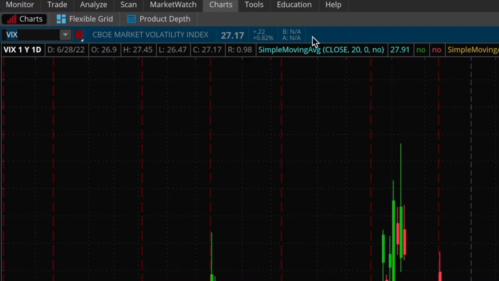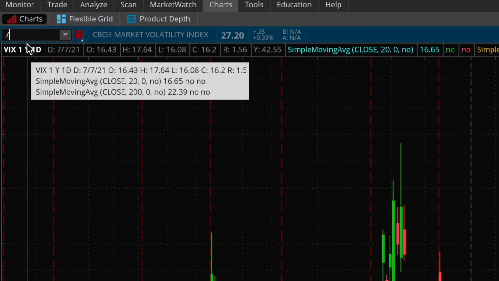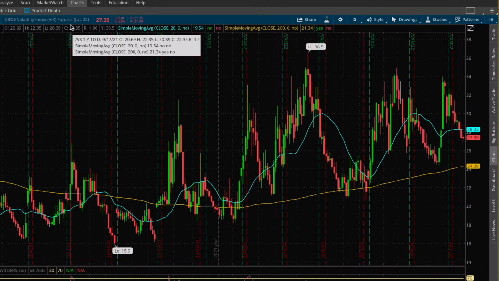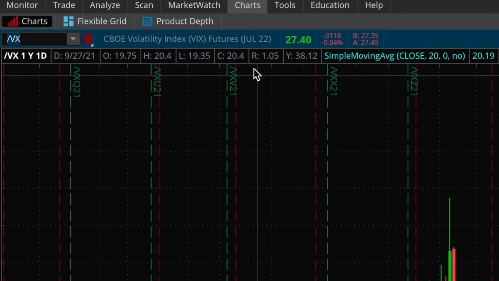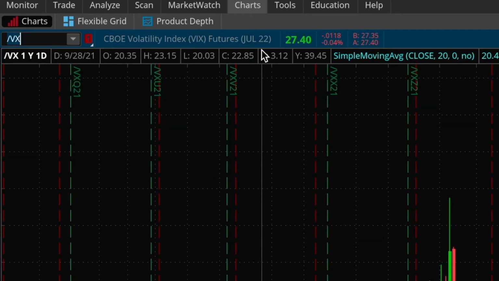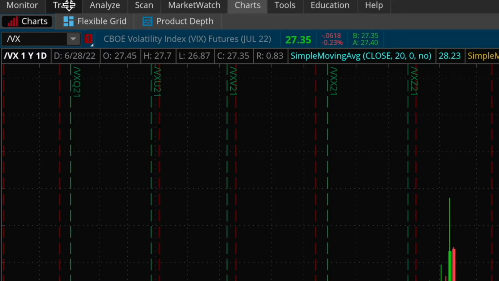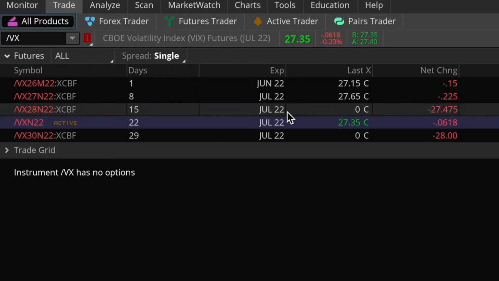And so now if we come over here and instead of looking at just VIX, we'll go to /VX. And then as you can see here, these are the volatility index futures. Specifically in this chart here, we're seeing the July contracts, which are basically right now the active month or the active contracts. But that being said, you can still go over to the trade tab here and take a look at all the expiration cycles.